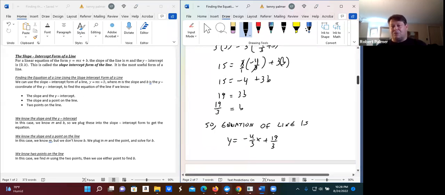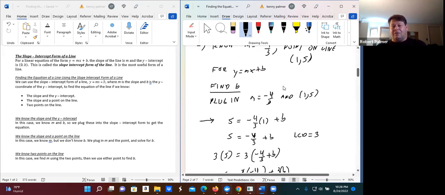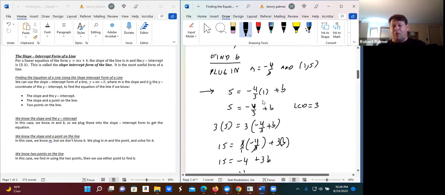So that was the second case, where you're given a slope and a point on the line. Plug both of those into the point-slope form. Then you get an equation where the only unknown is b, then solve for b.